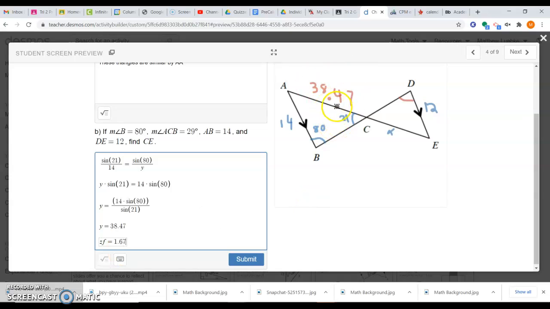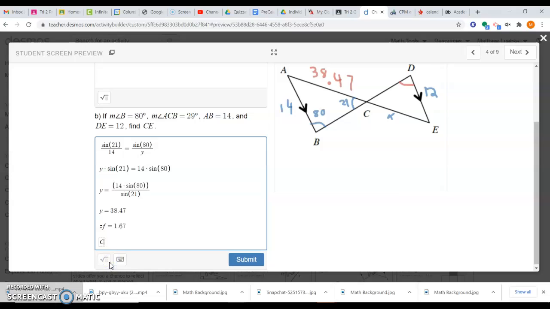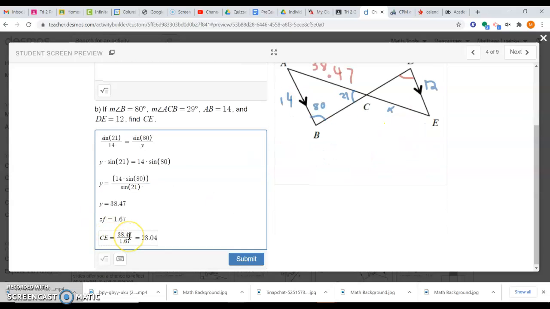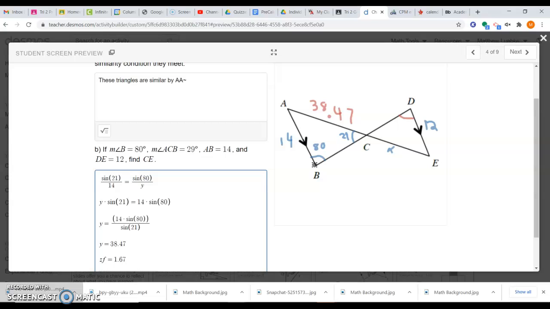And then since I'm going from the big triangle to the little triangle, and these are corresponding sides again, I'm going to take the 38.47, divide it by my zoom factor to go to the small side, and I should have my side for CE. And so that's the last part I'm going to do. CE equals the 38.47 divided by your zoom factor of 1.67, and I'll have my answer here. So 38.47 divided by 1.67, and I got an answer of 23.04 for my answer for x here, or for the answer of CE. So that's a very involved problem.